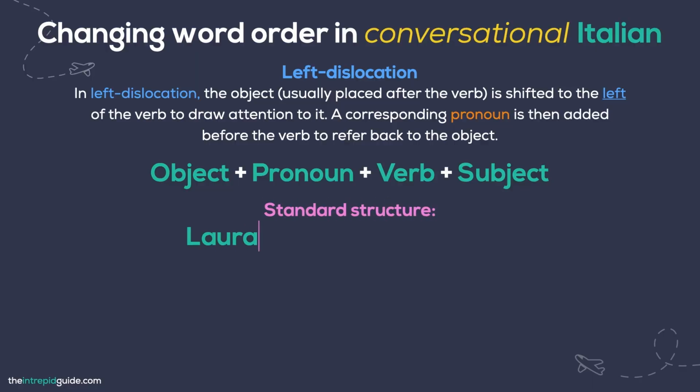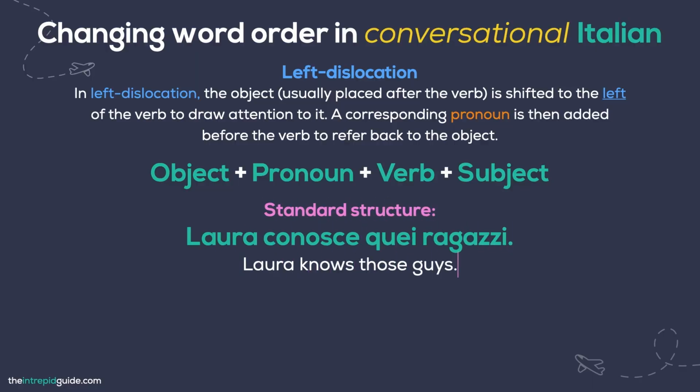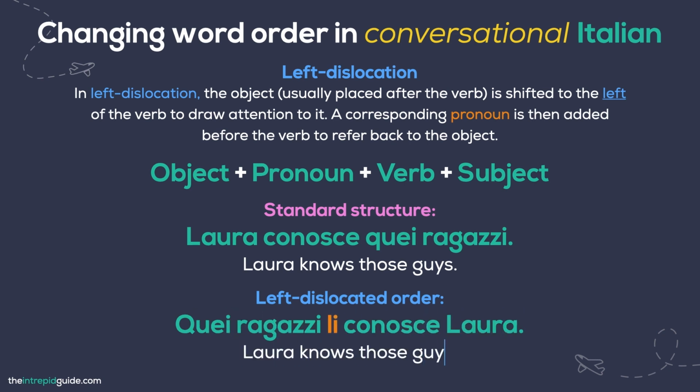The standard structure is: Laura conosce quei ragazzi. Laura knows those guys. In the left dislocated order, you would say: Quei ragazzi li conosce Laura. Laura knows those guys. Quei ragazzi, those guys, is moved to the beginning for emphasis, and then the direct object pronoun li, them, refers back to them.